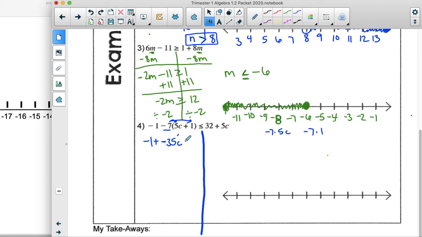Negative times a positive 1 is always the same. I don't know what I'm saying anymore. I'm getting a little tired.